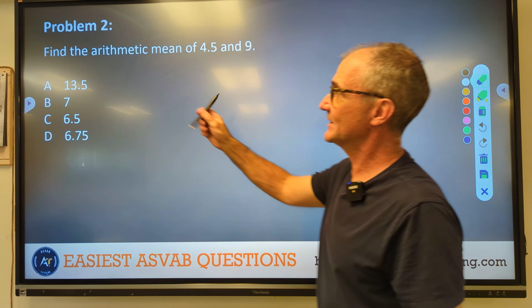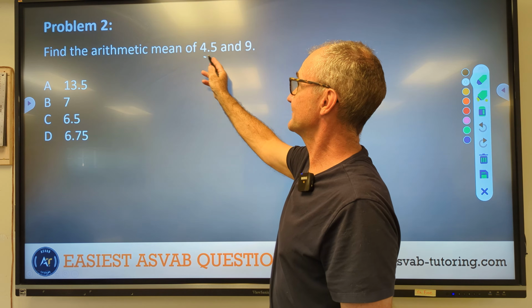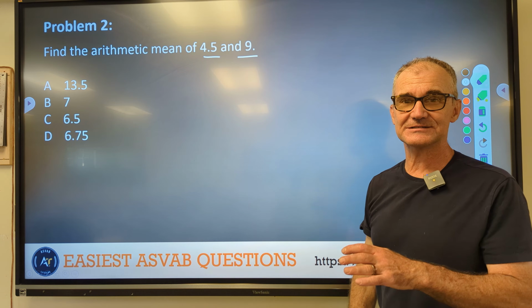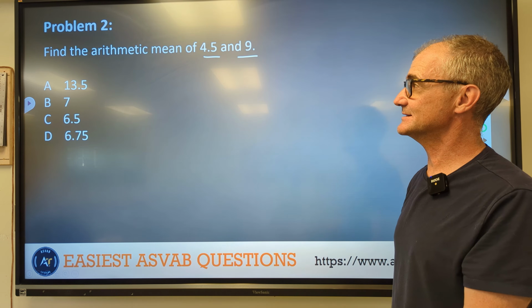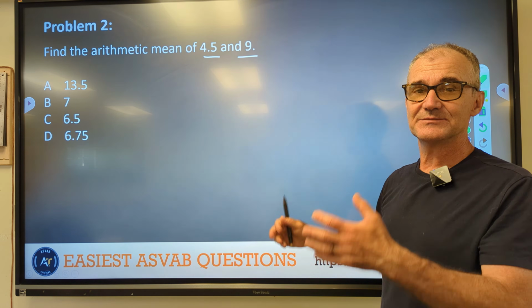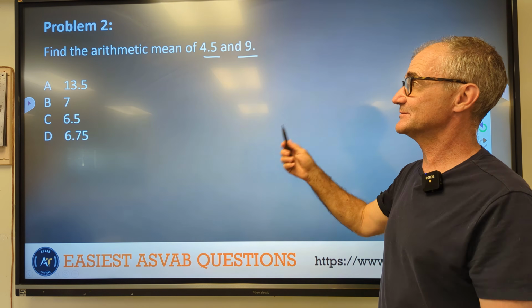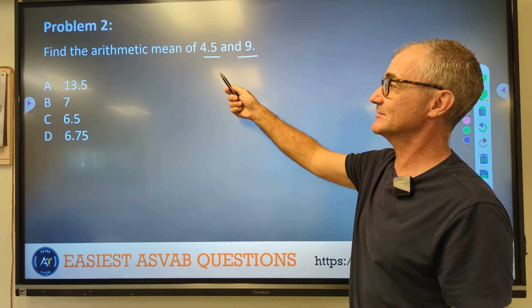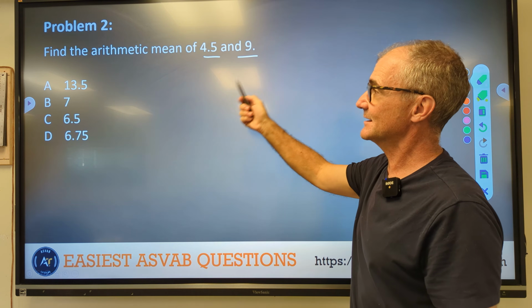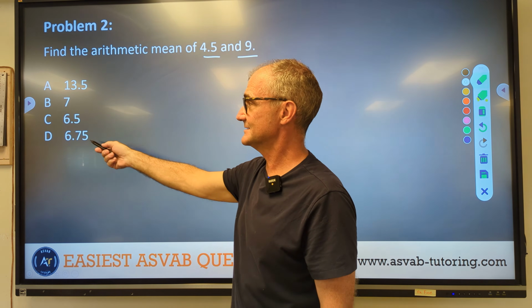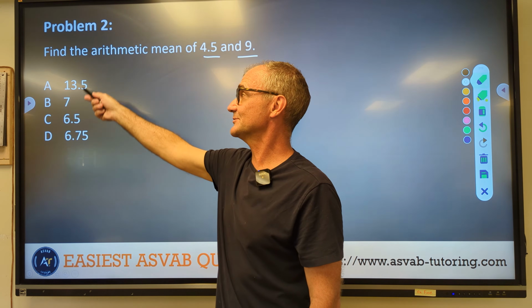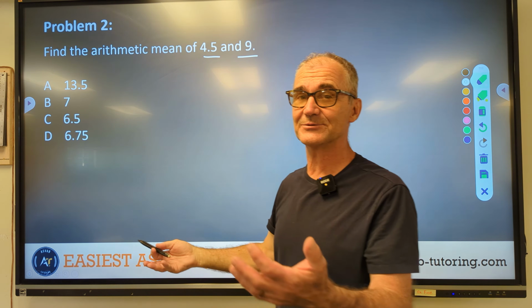Problem number 2, find the arithmetic mean of 4.5 and 9. It's kind of a vocab question. You need to know what arithmetic mean is. An arithmetic mean means the average. You add them together and divide by the number of values. But let's say you couldn't remember what arithmetic mean meant. I'm just going to look at my answers here and see that there are two answers that are pretty close to each other. The other ones are pretty big outliers. So I know I'm around 6.